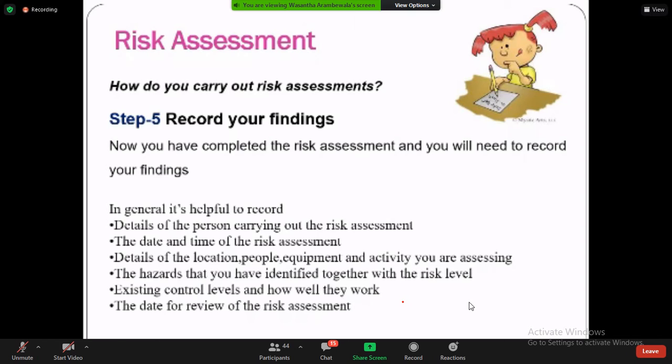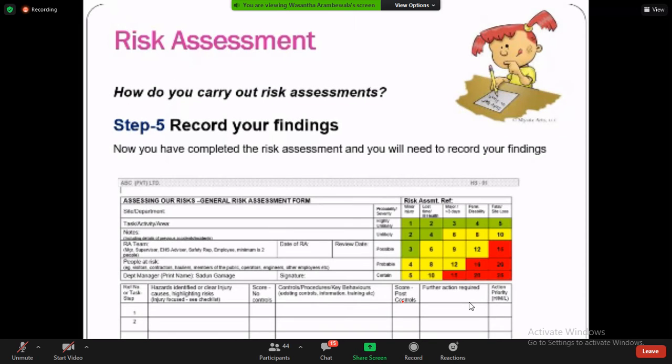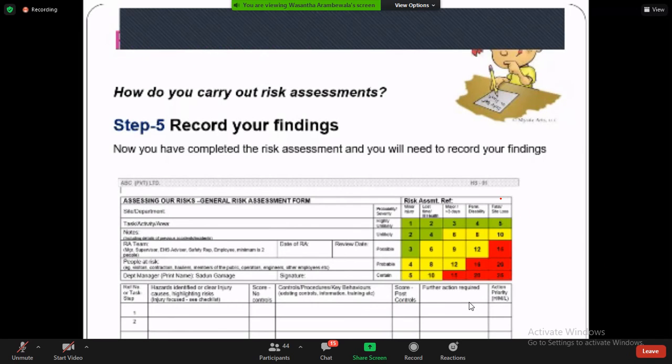Then record your findings. Now you have completed the assessments and you need to record your findings. What are the findings? Details of the persons who carried it out, date, location, what sort of equipment, what sort of hazard identified, what sort of existing controls, how well they work, and date of review of the assessment. To record your findings, you can use this type of format. I will take one format and show you.